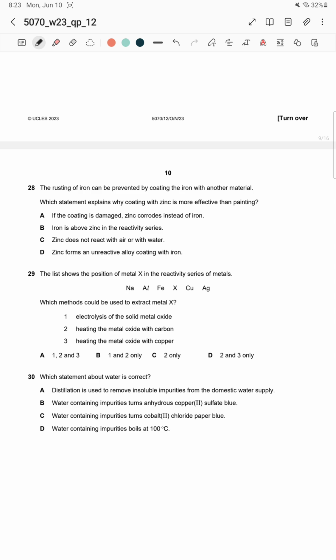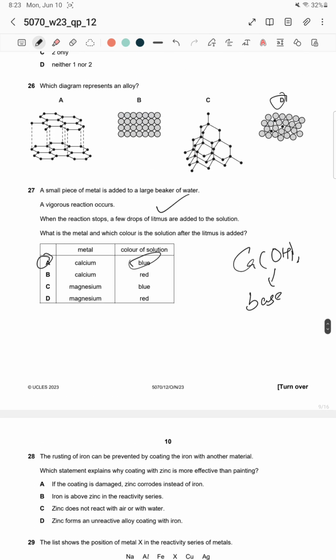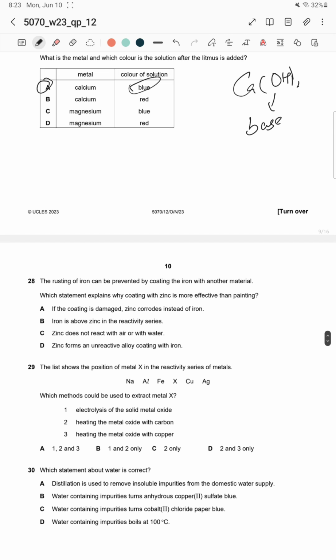Question number 28. The rusting of iron can be prevented by coating the iron with another material. Which statement explains why coating with zinc is more effective than painting? So we know zinc is more reactive than iron, so it will act as a sacrificial metal. For option A, if the coating is damaged, zinc corrodes instead of iron.